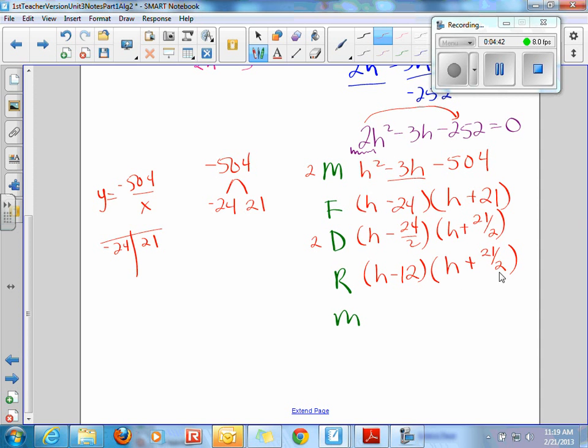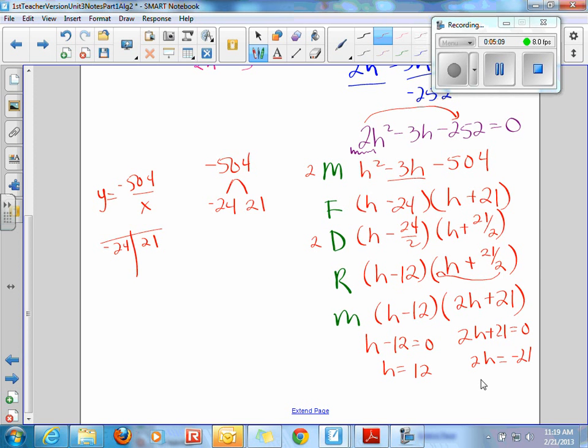And then M for move. If you have any denominators left, they move in the front of the binomial. So h minus 12, and then still inside the parentheses, 2h plus 21. These are my two factors. Since I need to solve it, not just factor it, you set these factors equal to 0, and then you solve. So h could be 12, or h could be negative 21 halves.